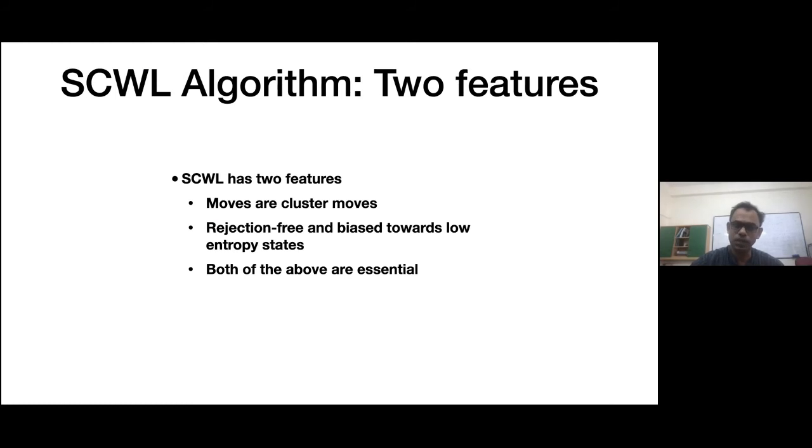It has two features. One feature is that all the moves are cluster moves, in the sense that you evaporate multiple particles at a time and deposit multiple particles at one time. The other feature is that it's rejection free and is biased towards low entropy states. Now, I'll try to argue that both of these features are essential.